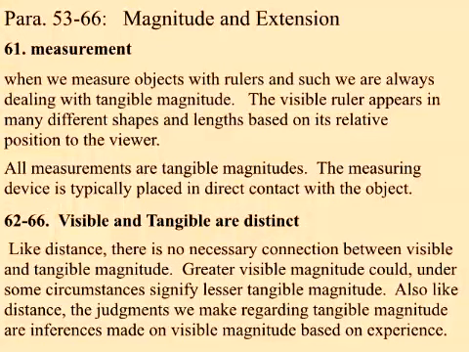The visible ruler appears in many different shapes and lengths based on its relative position to the viewer, and all measurements are tangible magnitudes. The measuring device is typically placed in direct contact with the object. So in 62, starting there, like distance, there is no necessary connection between visible and tangible magnitude. Greater visible magnitude could, under some circumstances, signify lesser tangible magnitude. Also, like distance, the judgments that we make regarding tangible magnitude are inferences made on visible magnitude based on experience.